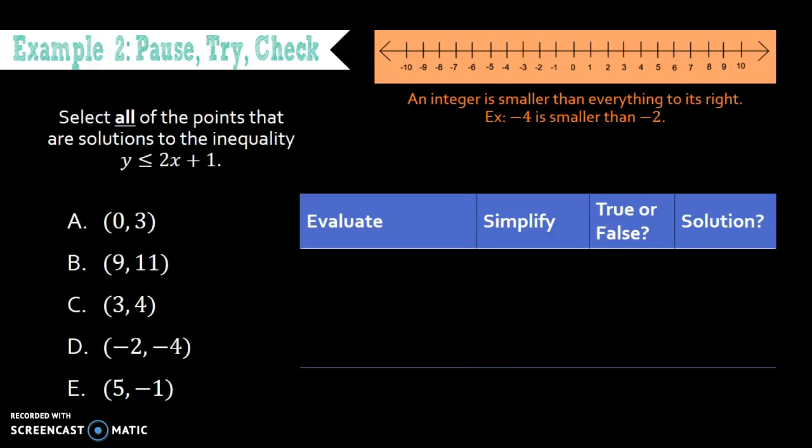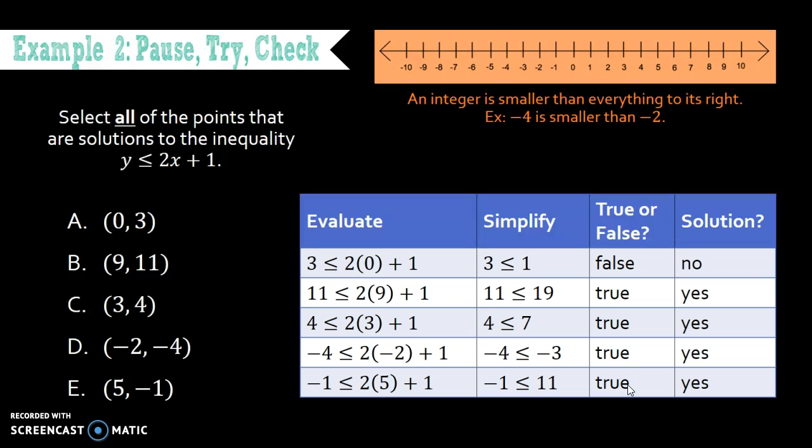If we go ahead and we plug in A, B, C, D, and E, the points, we are getting these values right here. So B, C, D, and E are solutions to the inequality because they produce true statements after we evaluate at those coordinates.